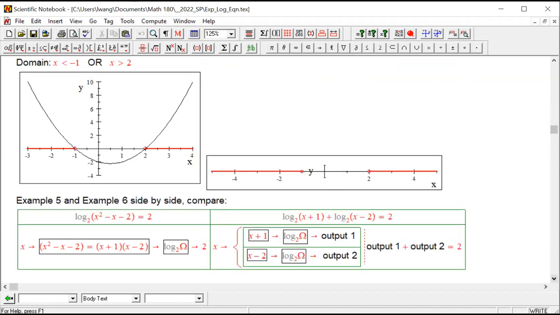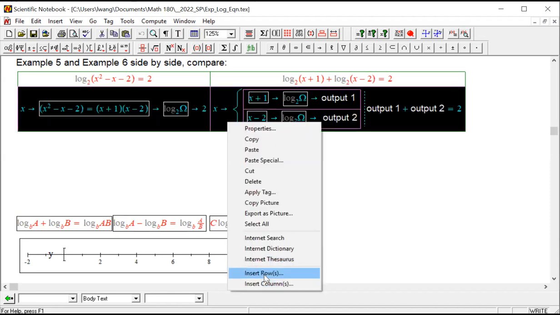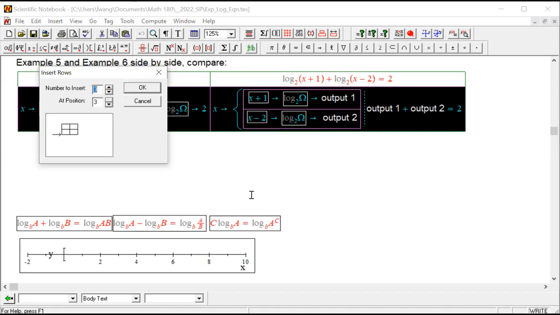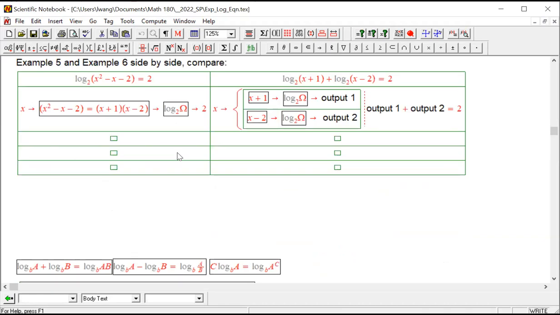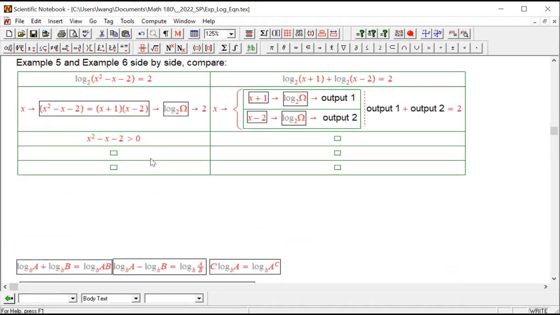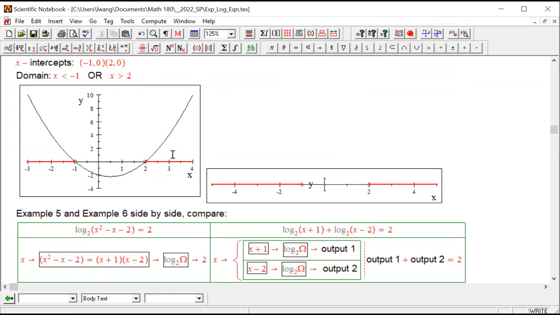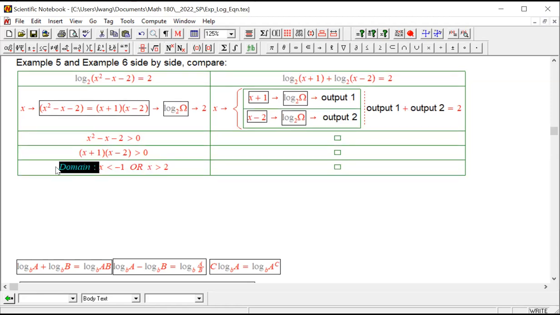Okay, graph, domain wise. I'm going to add a couple of rows. Domain wise, for example number 5, the domain started with that piece. And over here, the next step. And then finally, the domain is that. This is the domain. That's the domain.